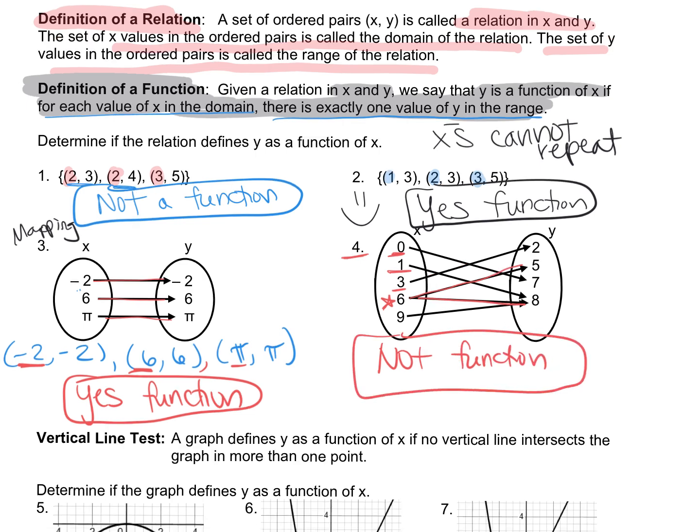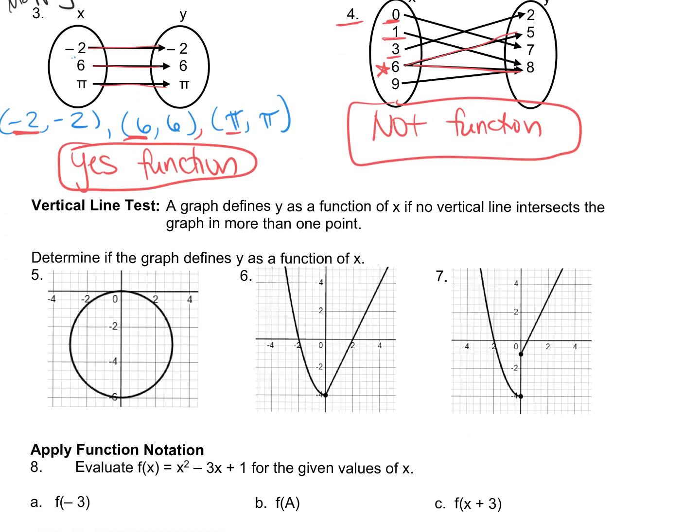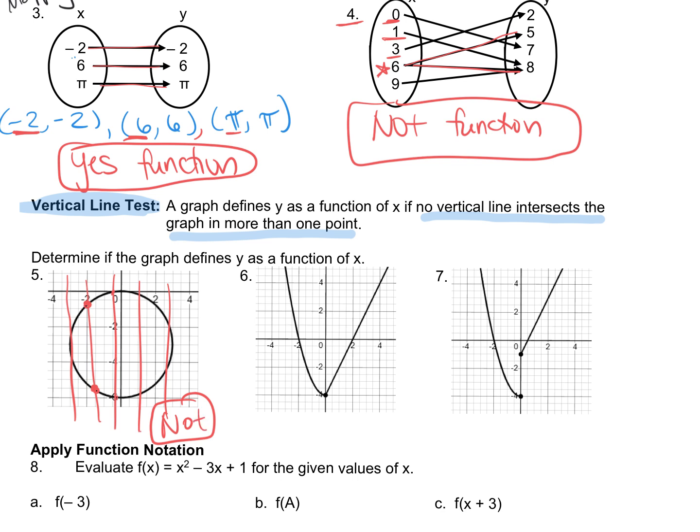All right. Well, the good news for us is we have what we call a vertical line test that will help us to determine if a graph defines y as a function of x. Basically, the rule is no vertical line can intersect the graph in more than one point. So I'm going to take a vertical line across my graph, and notice it is crossing in more than one place. That means that it is not a function when that happens.